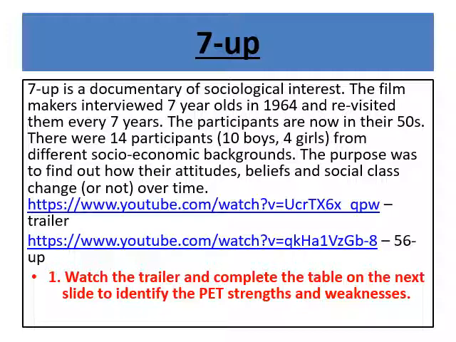about their life, and this meant that the researchers were able to get to know the participants at each sort of stage of life, and then that meant they could sort of track the different changing attitudes, beliefs and social classes of each of these participants. So there were 14 participants, 10 boys and 4 girls, and all of these participants were from different socio-economic backgrounds, and this simply means different social classes.